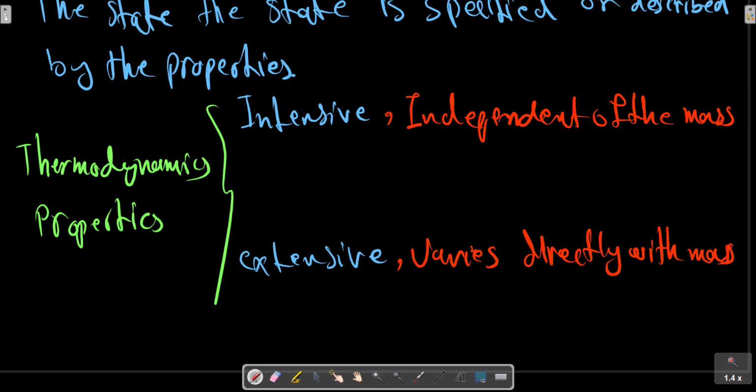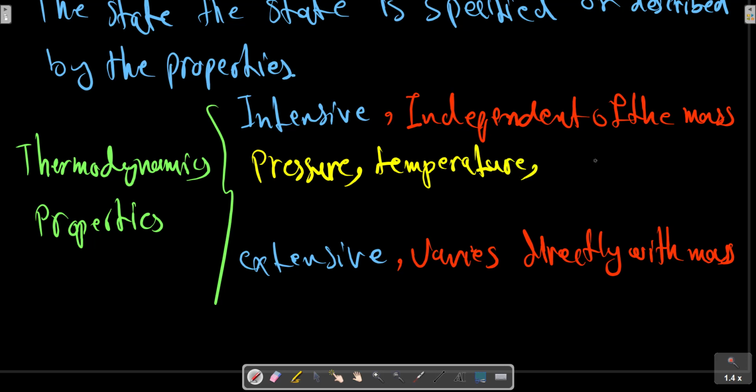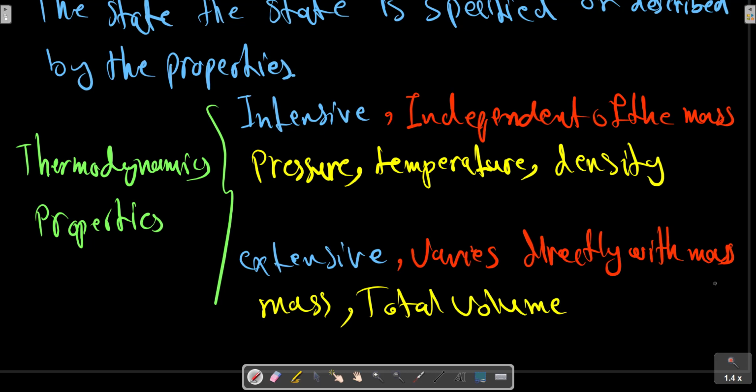Pressure, temperature, and density are examples of intensive properties. Mass and total volume are examples of extensive properties. Extensive properties per unit mass, such as specific values, are intensive. Specific values, such as specific weight, specific volume, or specific energy, are intensive properties.